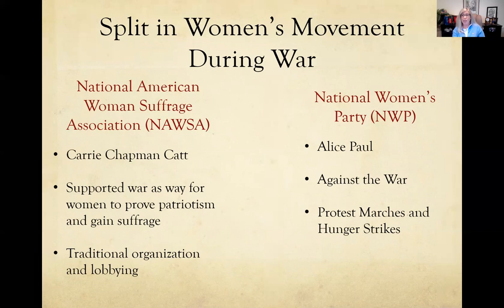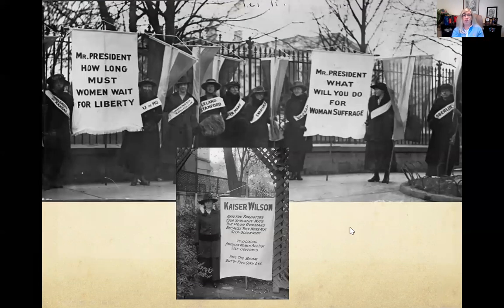And she and the other members of the National Women's Party are not willing to wait for equality for women. They are opposed to the war effort, and they want to demand immediate equality, and they're going to use much more aggressive actions to do that: protest marches, going on a hunger strike. They get themselves arrested for picketing in front of the White House.